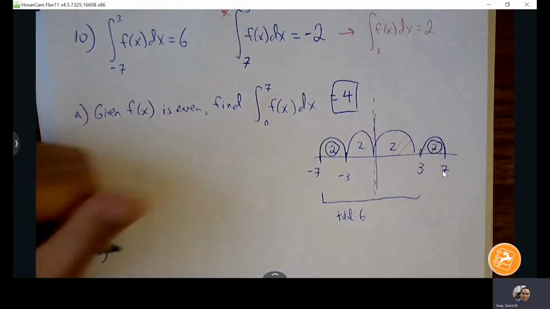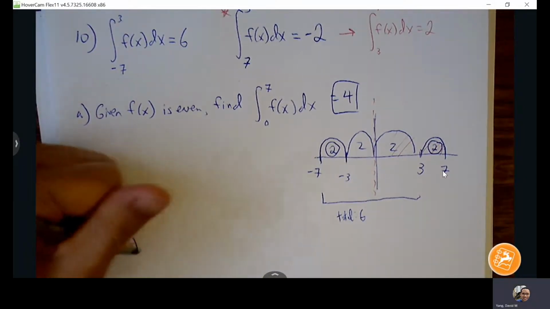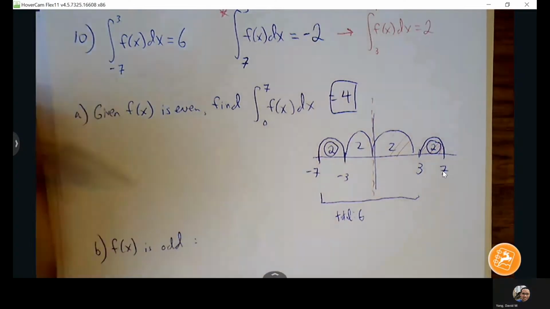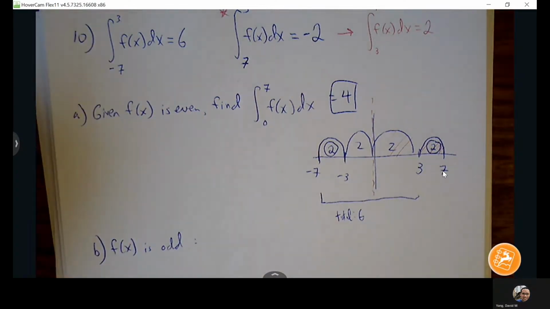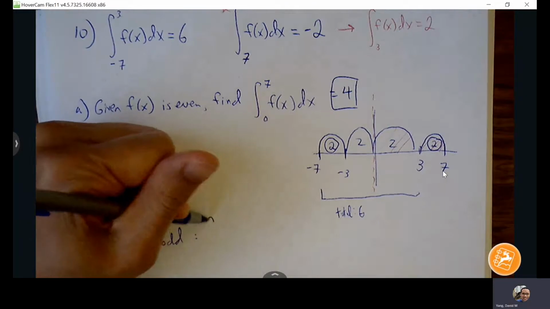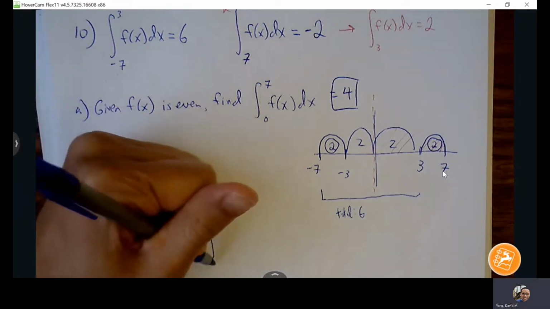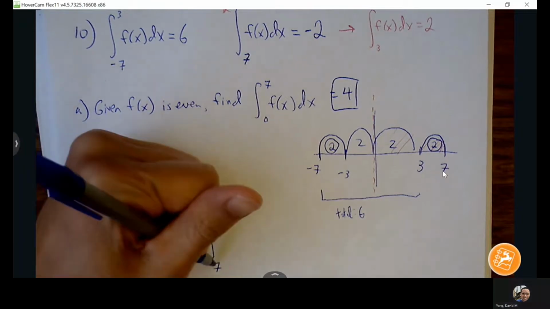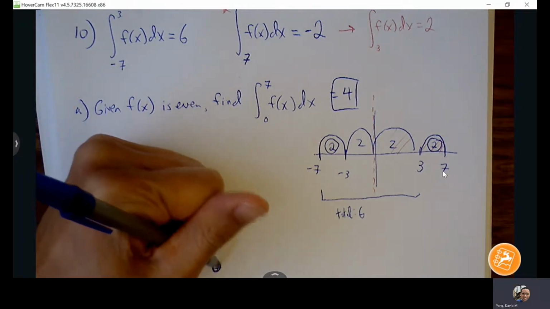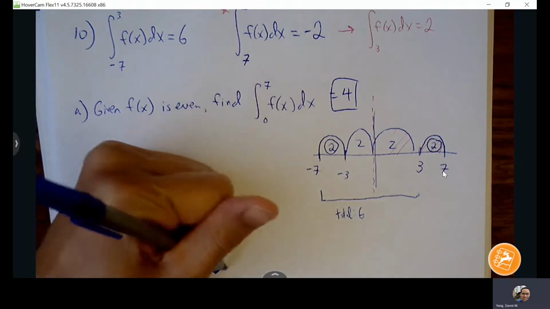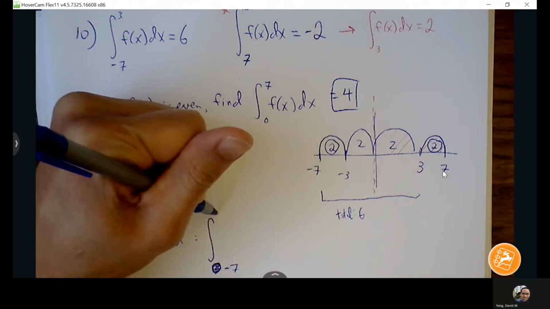Okay, let's say f of x is odd. And now let's find the definite integral from, sorry, for -7 to 0.